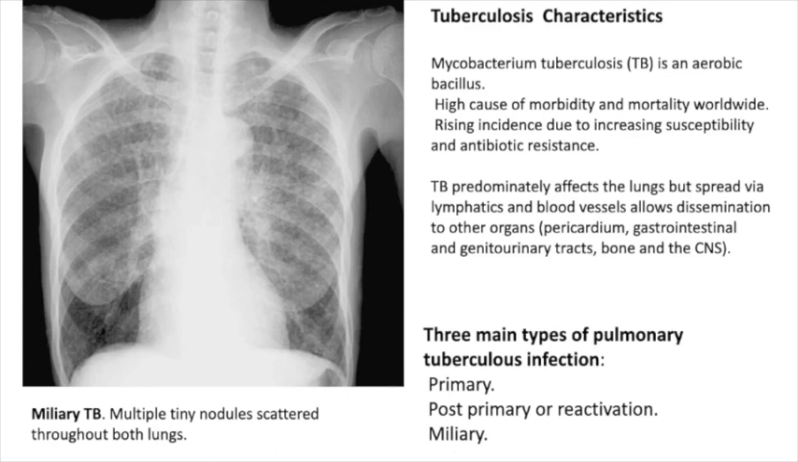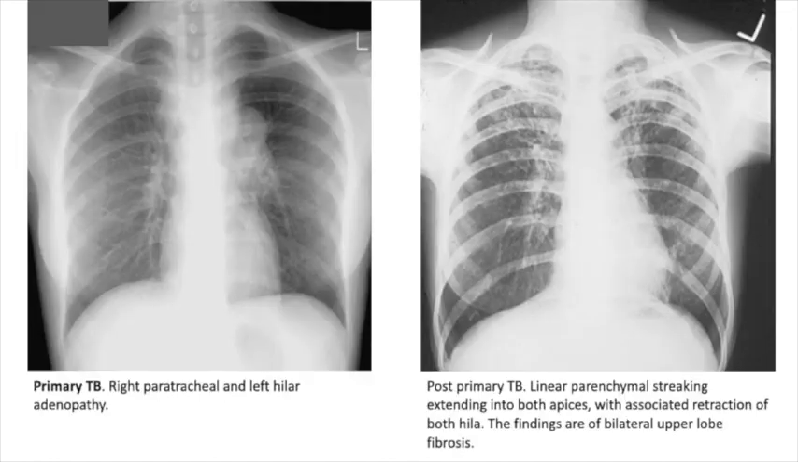So we have three main types of pulmonary tuberculosis: primary, post-primary, and miliary. In your slide is a sample of miliary tuberculosis. You can see this is bilateral, with multiple tiny nodules scattered throughout both lungs. It's very important to know that this is a sample of miliary tuberculosis. Also, we have primary TB. In primary TB, what we are going to see is paratracheal or parahilar adenopathies.